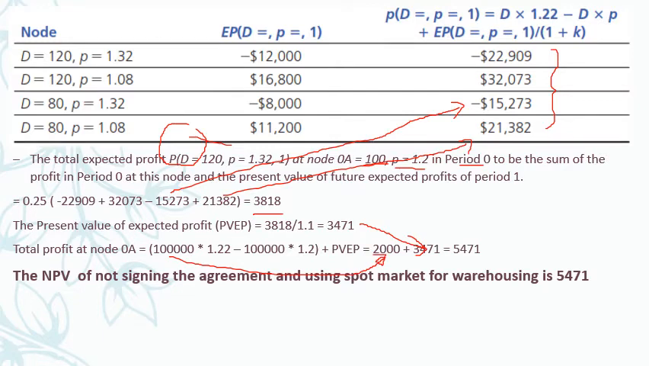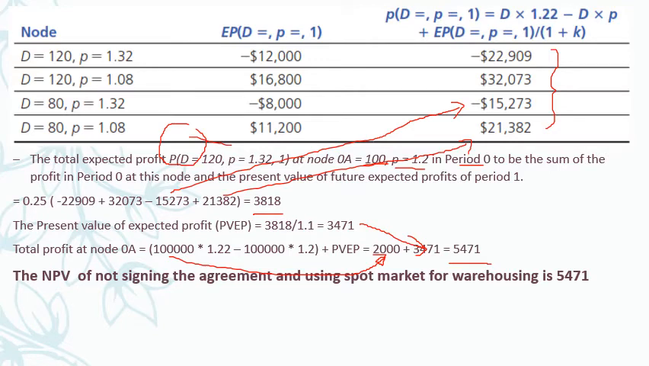What is this? Revenue minus cost. Revenue is already known, 1 lakh into 1.2. 1 lakh is the total demand, and that is the value here. At the 0th node, the demand is 100 and the price is 1.2. So demand into selling price, 1 lakh into 1.22, minus 1 lakh into 1.2, that is the spot price. And when we do that, we get the total profit at period 0 is 5471.